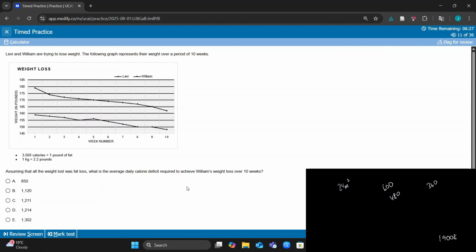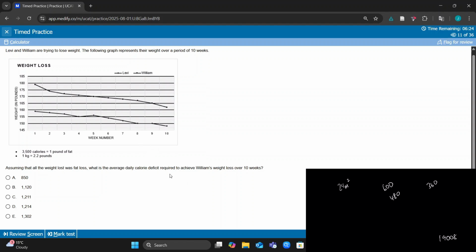Let's go to the incomplete. So assume all weight loss was fat loss. What's the average daily weight loss for William? So William loses.